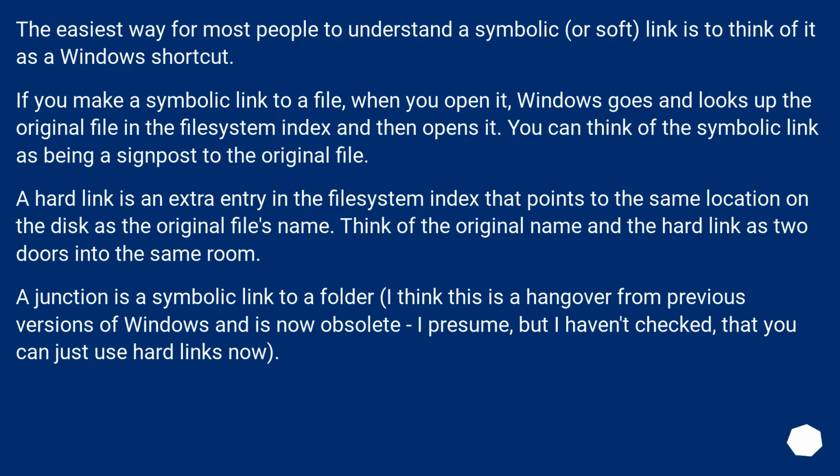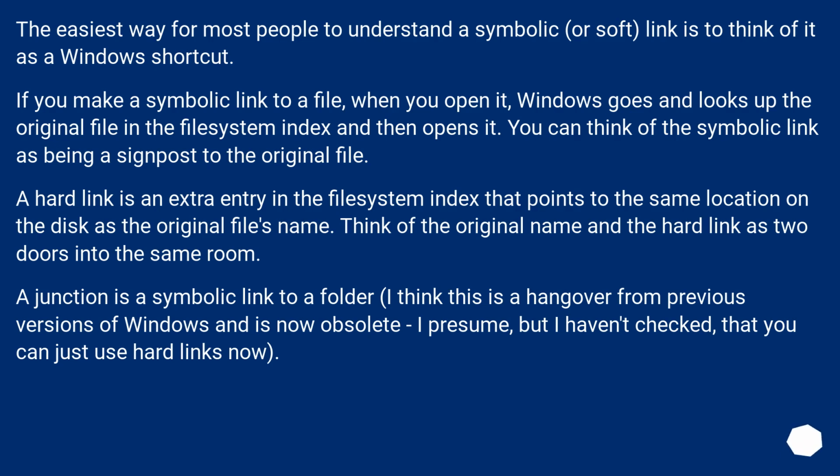The easiest way for most people to understand a symbolic, or soft, link is to think of it as a Windows shortcut. If you make a symbolic link to a file, when you open it, Windows goes and looks up the original file in the file system index and then opens it. You can think of the symbolic link as being a signpost to the original file.